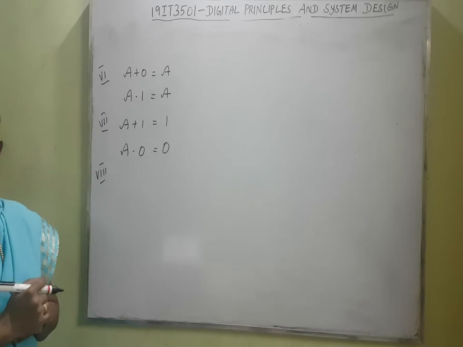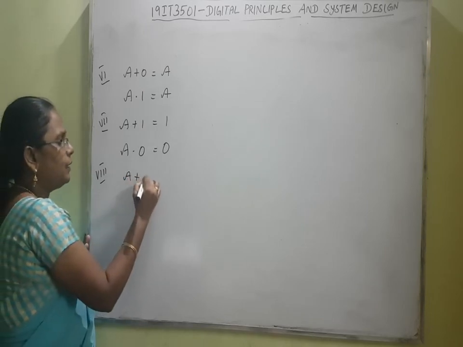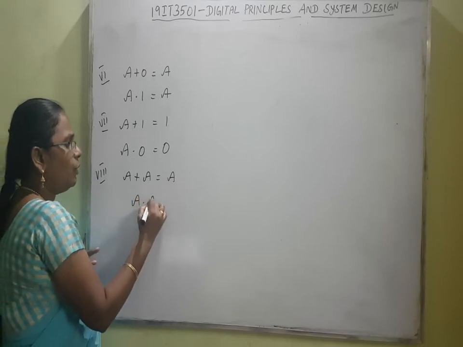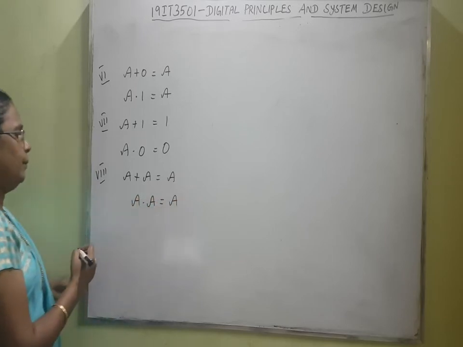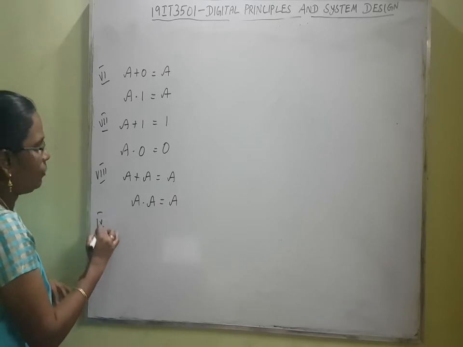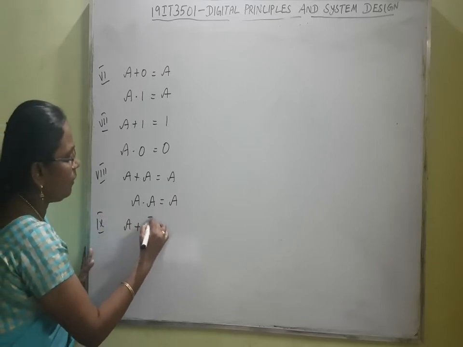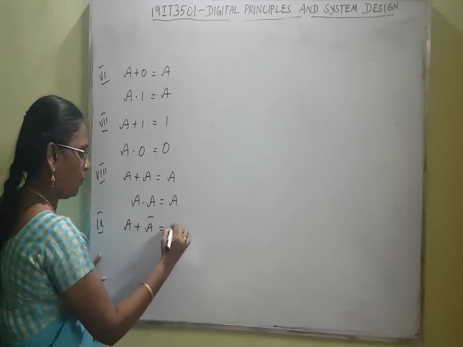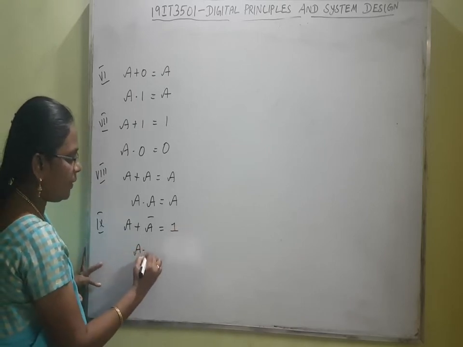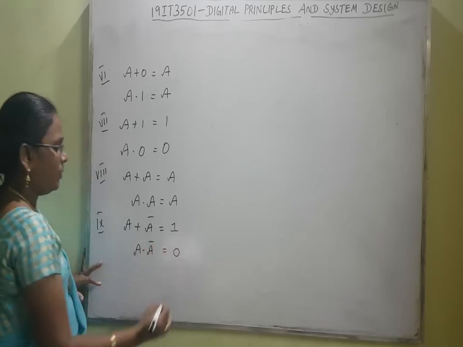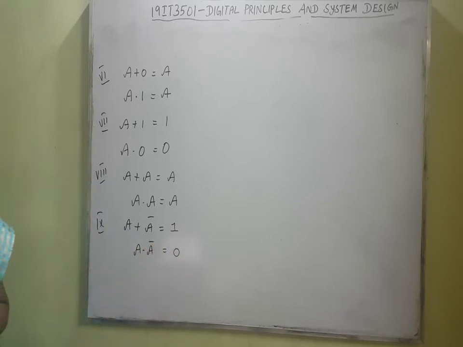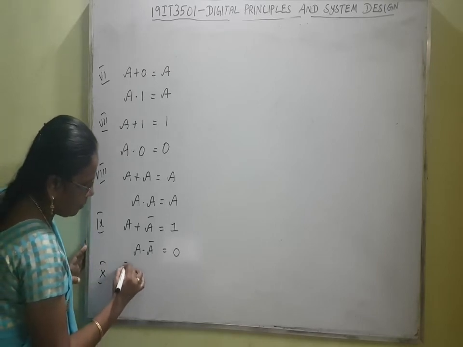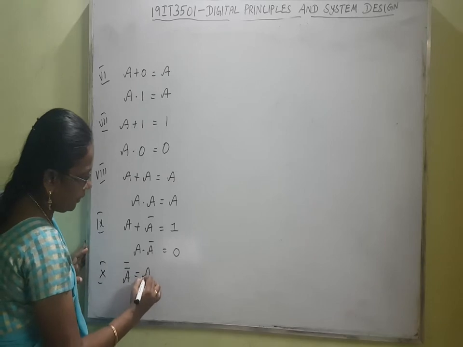Then the eighth one, we have A plus A is equal to A, and A into A is equal to A. The ninth one, A plus A bar is equal to 1, and A into A bar is equal to 0. And the 10th one, A double bar is equal to A.